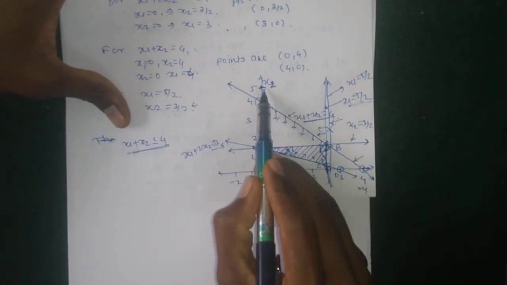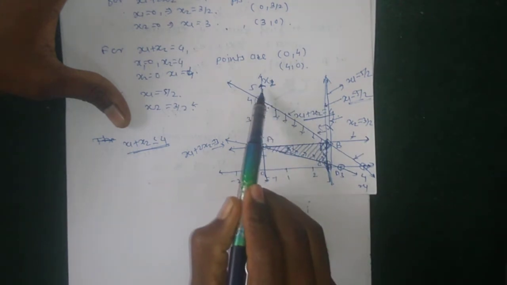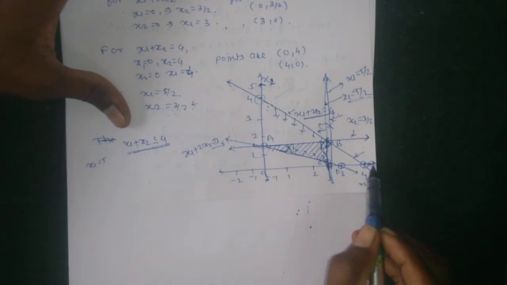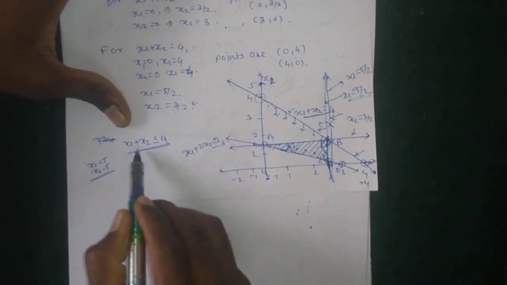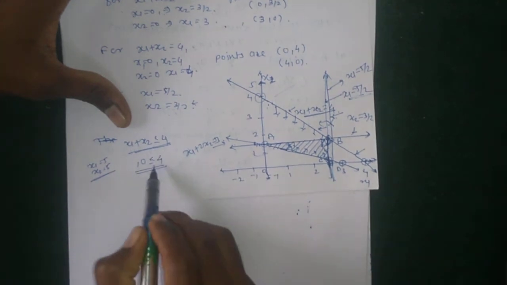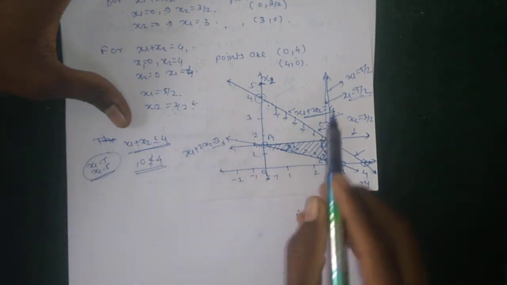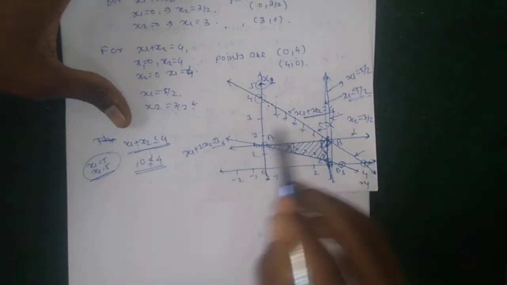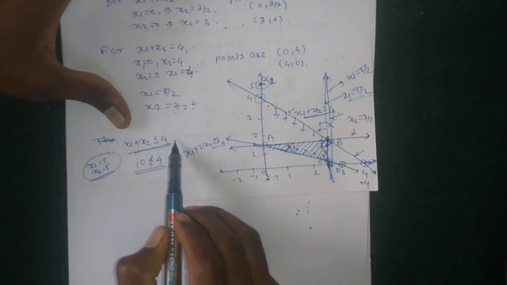If we choose any point on the upper side, suppose that x1 is equal to 5 and x2 is equal to 5, then putting their values the sum is 10. 10 is not less than or equal to 4. Therefore this is not the region, which means this point does not satisfy the constraint x1 plus x2 is less than or equal to 4.